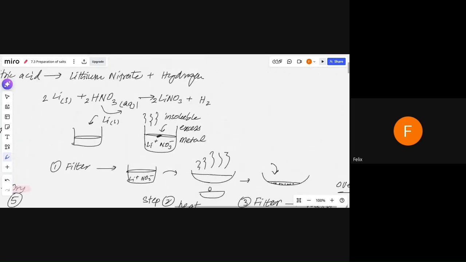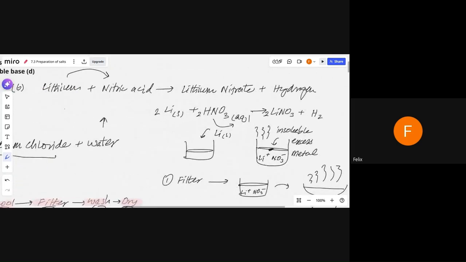So what you need to understand here is why lithium is in excess. It must be in excess, right? So that all of the acid reacts and completely changes into the products, right? So I hope this is clear.